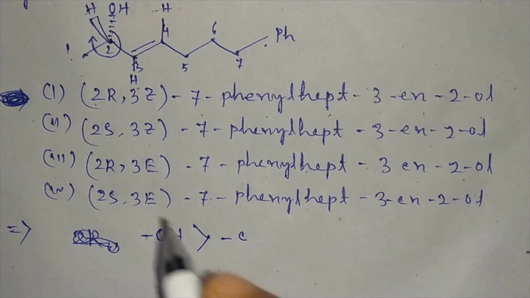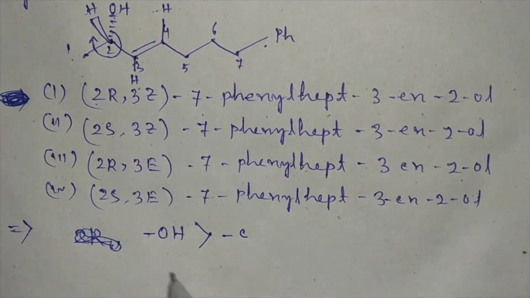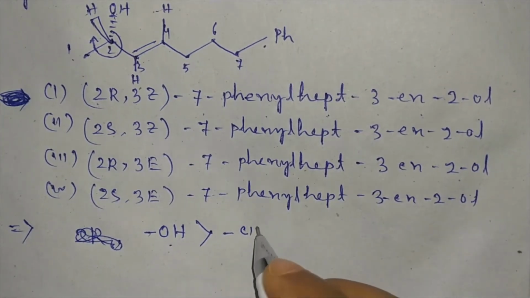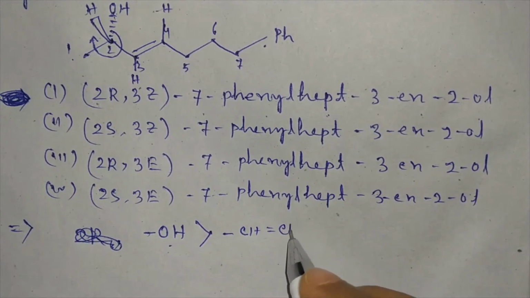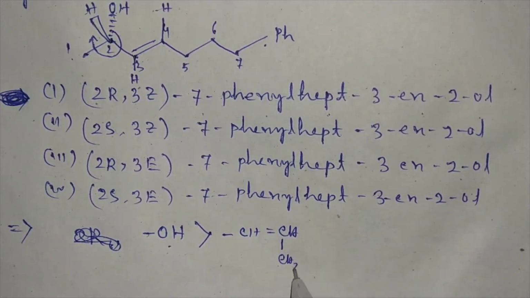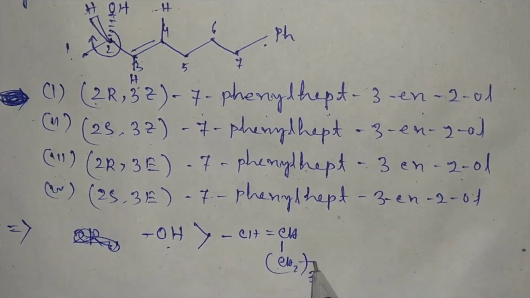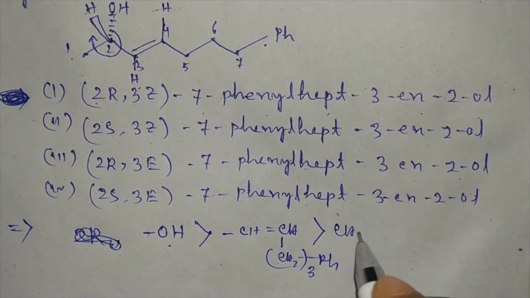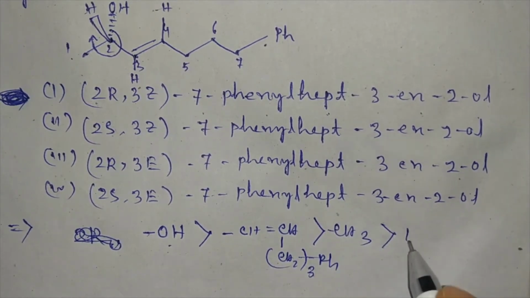So the priority sequence of the 4 groups is OH will have higher priority, then CH double bond CH, then CH2 and so on, greater than CH3 greater than H.